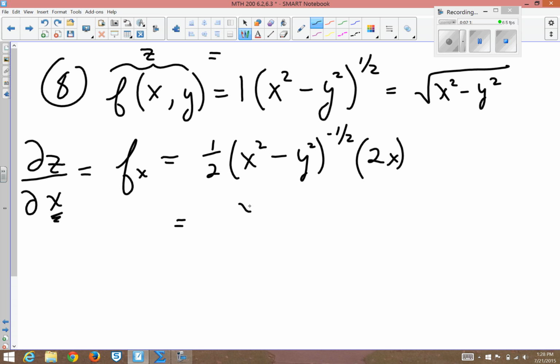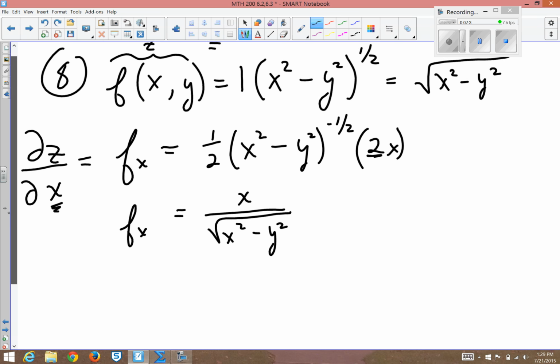Simplifies to x over the square root of x squared minus y squared. Because this 2 up here cancels with that 2 down there. And we can make this negative exponent positive by putting x squared minus y squared to the 1/2 in the denominator.